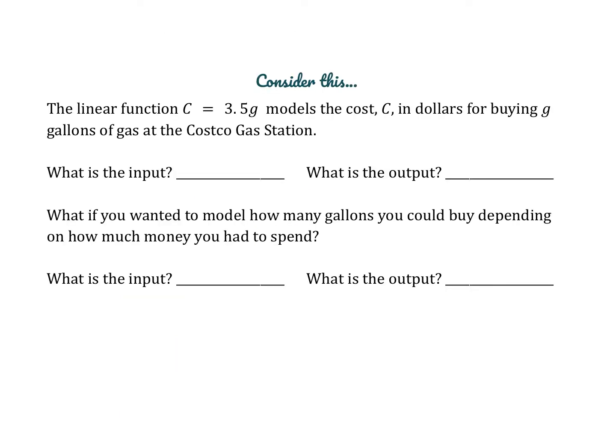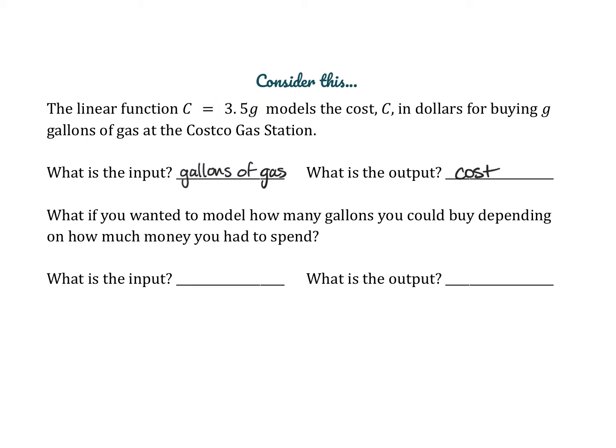Okay, going back to our topic today, which is inverses of functions, I want you to consider a scenario. Let's say this linear function, c equals 3.5 times g, models the cost, c in dollars, for buying g gallons of gas at the Costco gas station. So we have this linear function, and again, c equals 3.5 g. So what is the input? Our input here is g, which is the gallons of gas. And then our output would be the cost in dollars, right?